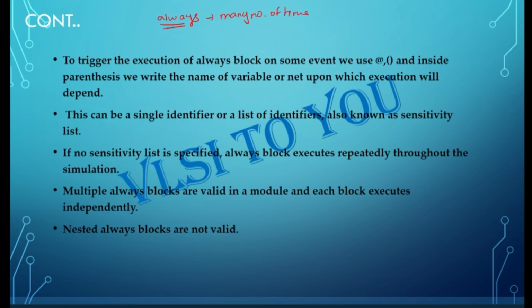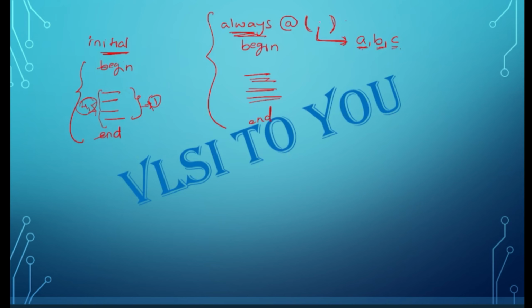So what you are mentioning within the parenthesis, these variables, is called the sensitivity list. Clear? This is very important in always. While anyone is asking you about the always block, how you're going to write an always block and what the sensitivity list is are the two main important questions that arise when discussing always.